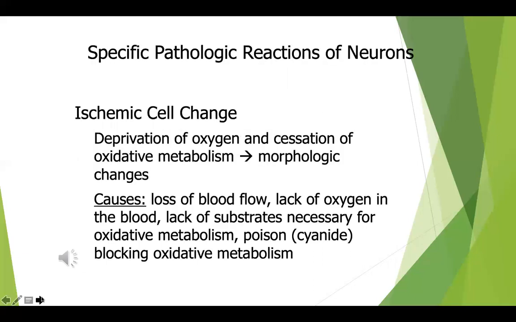Now if we have a patient or an individual who suffered from ischemic injury, as in deprivation of oxygen and cessation of oxidative metabolism, this leads to specific pathologic changes. The common causes for ischemic cell change would be loss of blood flow, as in strokes or strangulation, lack of oxygen in the blood, as in status asthmaticus, lack of substrates necessary for oxidative metabolism, as in hypoglycemia, and poisoning blocking the oxidative metabolism, such as in cyanide poisoning.